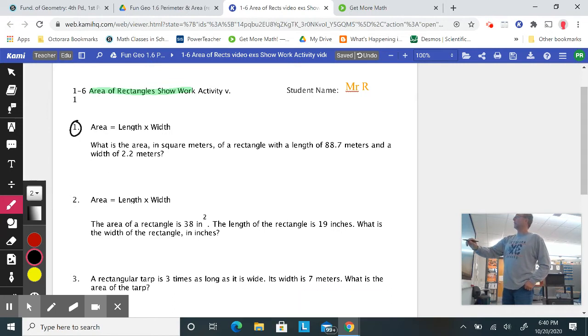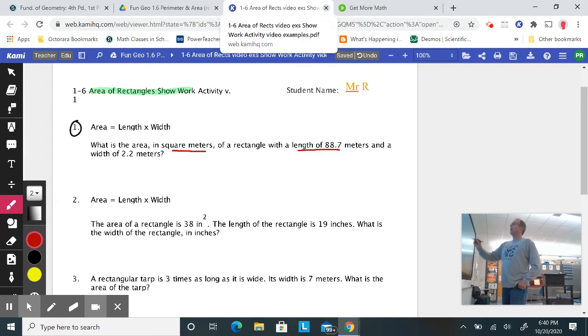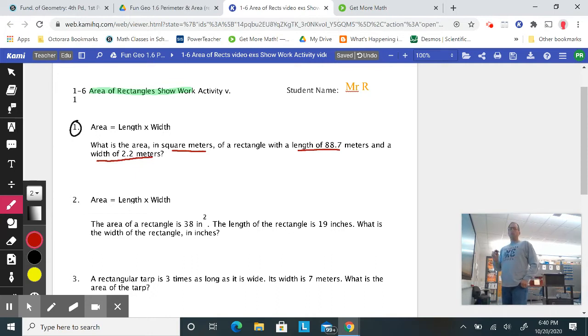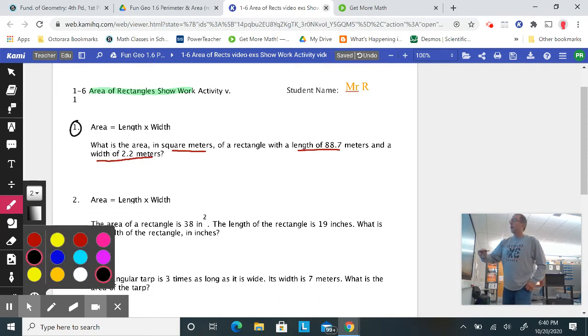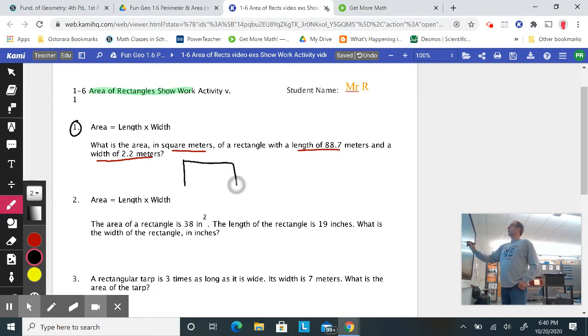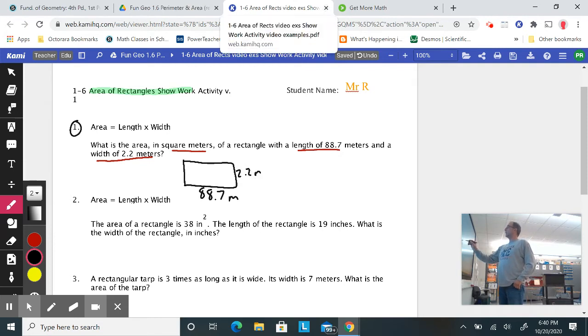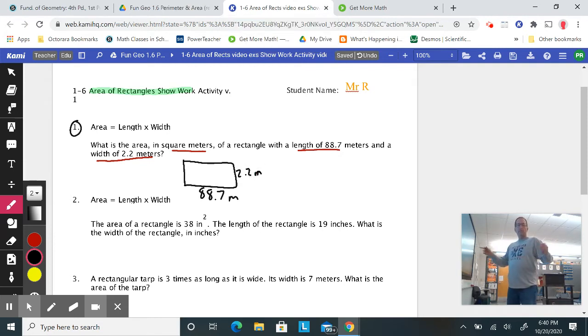And the question says, what is the area in square meters of a rectangle with a length of 88 7/10 meters and a width of 2.2 meters. So make a sketch of a rectangle. So I'm going to put a sketch right here. The longest side is 88 7/10 meters, and the shortest side is 2.2. That's actually very long and skinny. Should probably have made it a lot longer. So it's 88.7 meters by 2.2 meters.